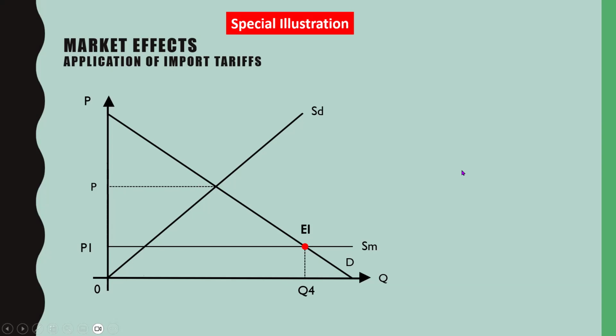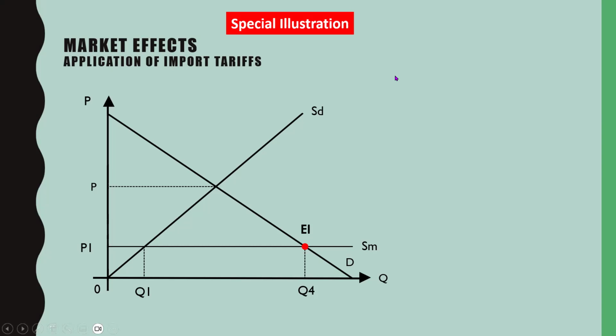Domestic suppliers say at the price of P1, they are only willing to supply Q1. But the demanders want to buy Q4. So the difference between Q1 and Q4 is being imported.